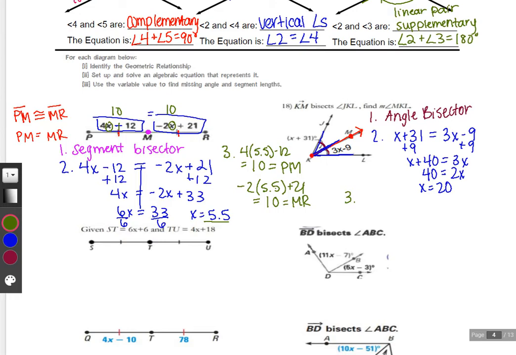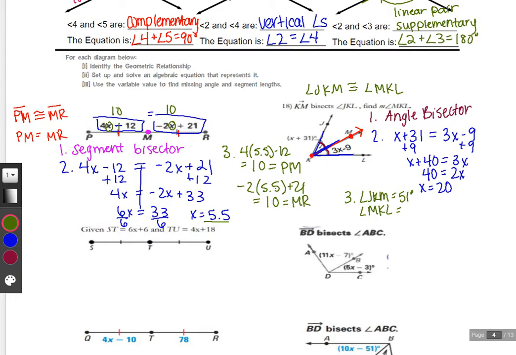So angle JKM should be congruent to angle MKL, which means that whatever I get for JKM should be equal to MKL. So let's go ahead and solve. If x equals 20, that means that JKM will equal 51 degrees, and then angle MKL should equal 51 degrees.